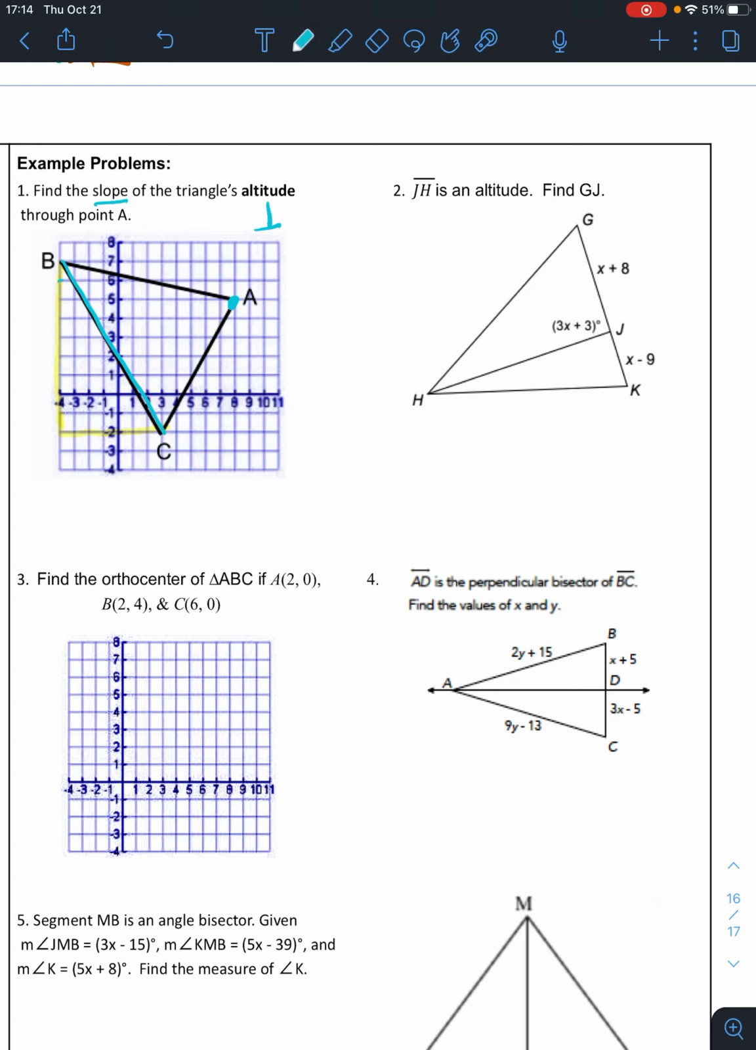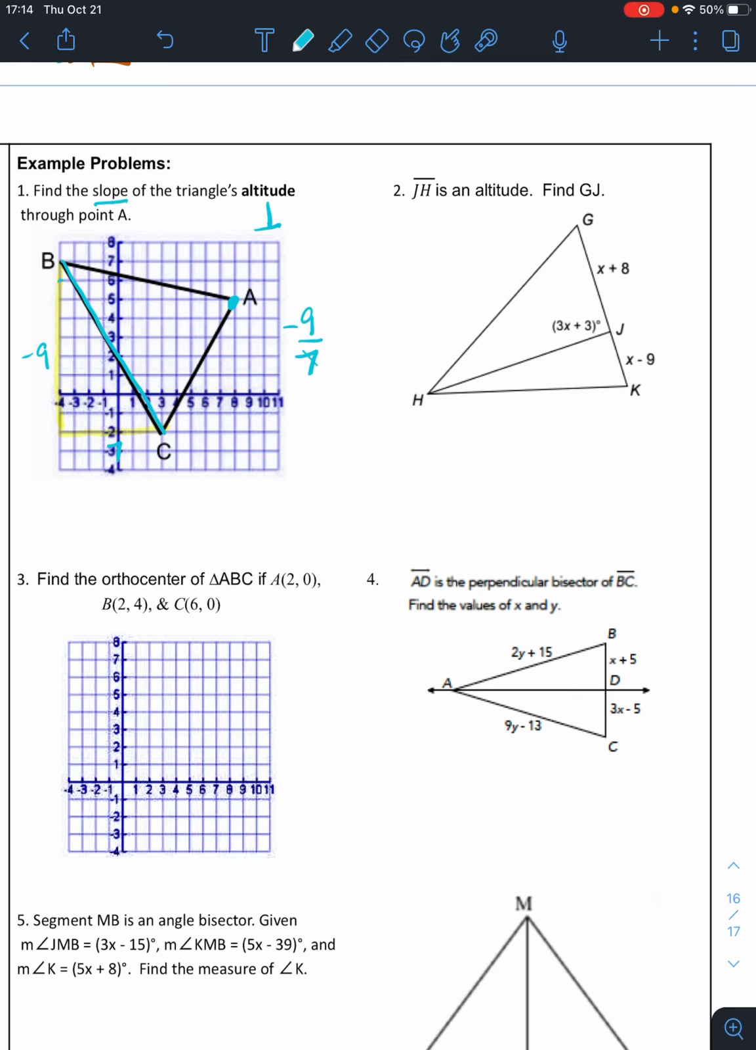So I go from 7 to 2, so that is 9. So I go 9 down. And I go from -4 to 3, so that is 7. So I go -9 and over 7. I just want to know the slope, so it can't be reduced. 9 over 7 can't be reduced.